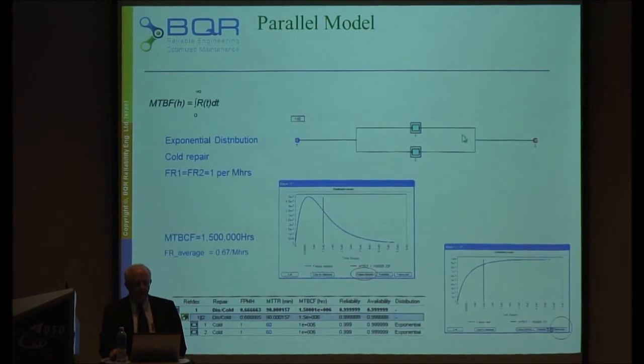Now we have 2 in parallel. So this is the MTBF. Now it's a more complex formula. If it's only an exponential distribution and the repair is cold, the failure rate is again 1 failure rate. So now the MTBF of those 2 is 1.5 million hours, and this is the failure distribution. And this is the result from the program. So 2 identical assemblies with the same MTBF, taking into consideration this exponential distribution, the new MTBF of the combination is 1.5.